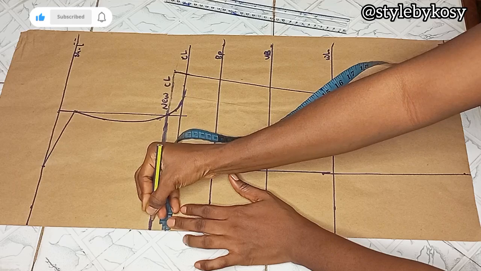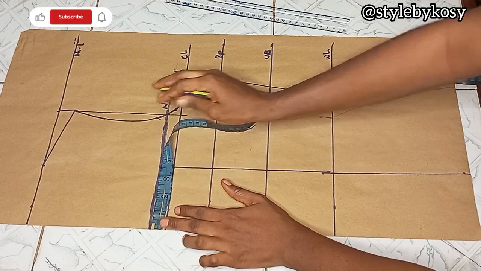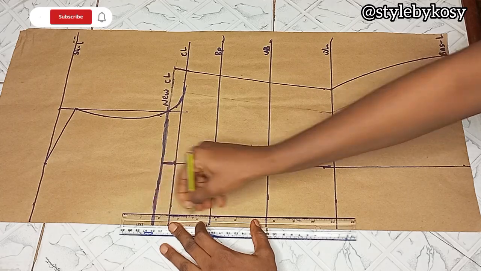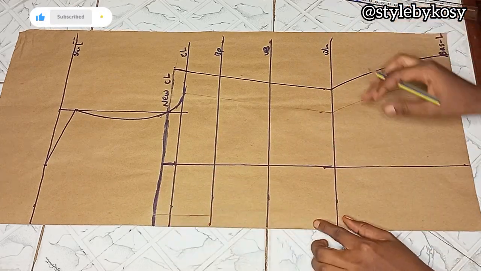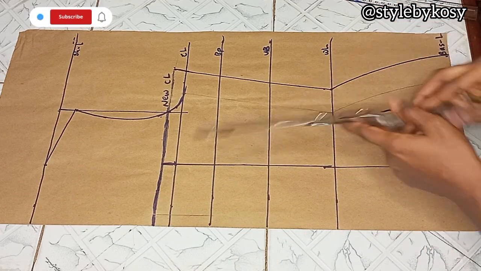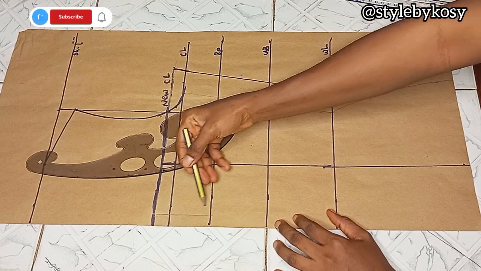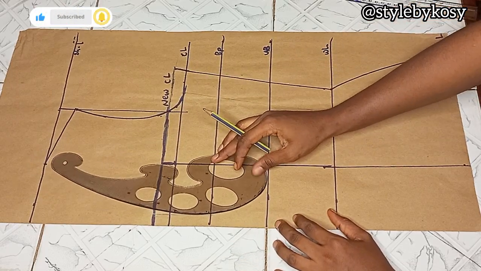From the center front I went in by ½ inch on the new chest line, and I'll use my straight line to extend to the bust point just like this. Now I'm through with that. I'm going to get the first cup. I'm going to use my curve rule to connect a curve. I want to achieve the first cup first.